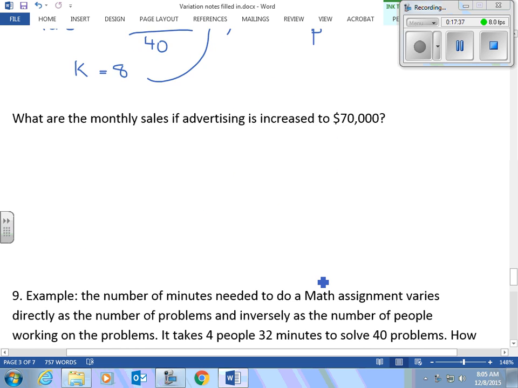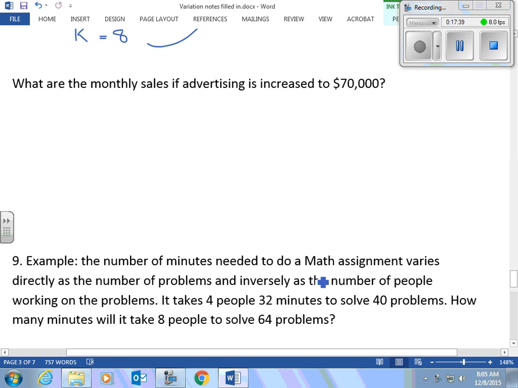What are the monthly sales if advertising is increased to $70,000? So we can use our formula. S equals 8 times 70,000 divided by 40. The price has stayed the same, and we can see that sales will increase to 14,000 units. Okay.